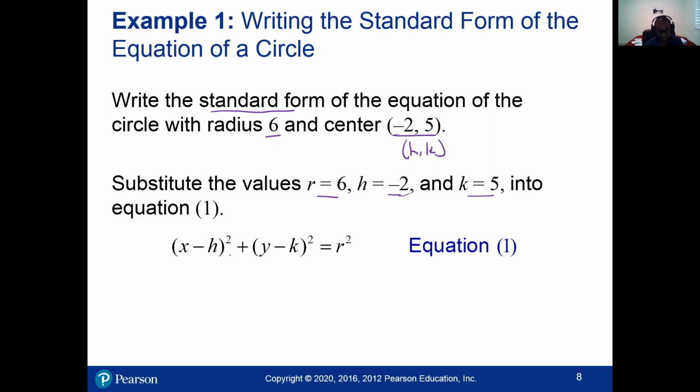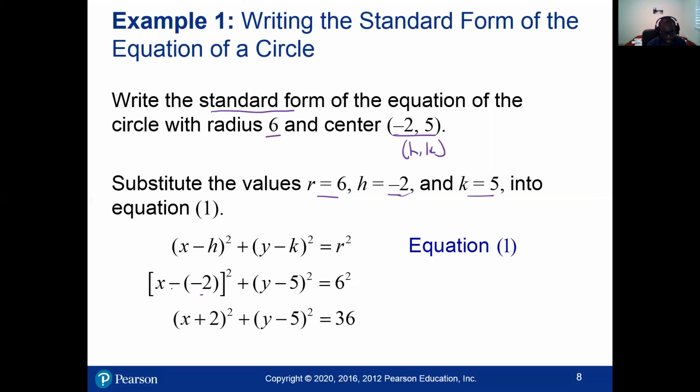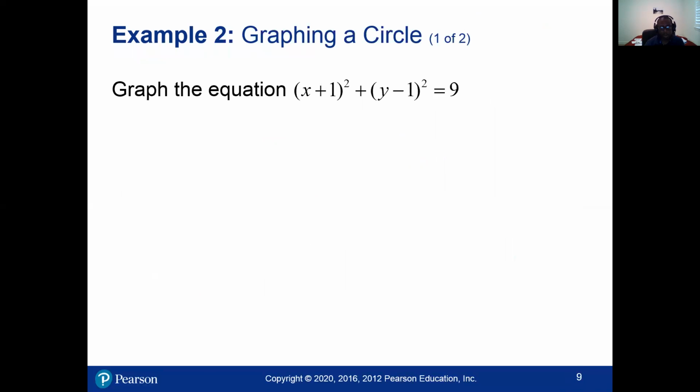(x - h) squared plus (y - k) squared equal to r squared. Okay, so we're going to substitute negative 2 and 5 for h and k respectively. All right, so that means you get (x - (-2)) squared plus (y - 5) squared equal to 6 squared. Okay, so the negative times negative will be positive. So you get (x + 2) squared plus (y - 5) squared equal to 36. Okay, so this is the standard form of the equation of the circle.